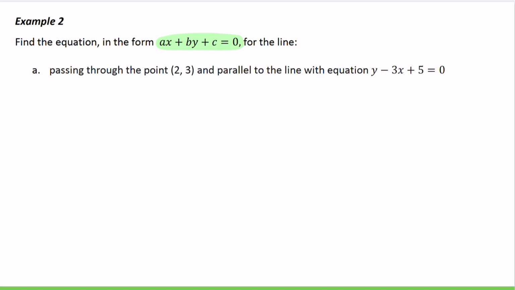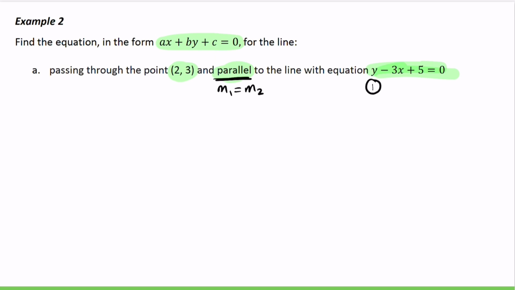What else do we know? We know that the line is going to pass through the point 2, 3. It's also going to be parallel to this particular equation over here. So what can we do here? Well, firstly, we know that parallel means that the two gradients need to be equal to each other. So how do we find the original gradient? Well, we can find the gradient from the original equation.